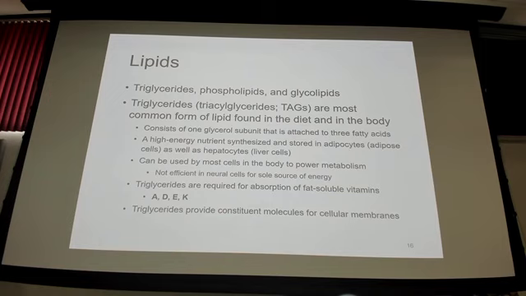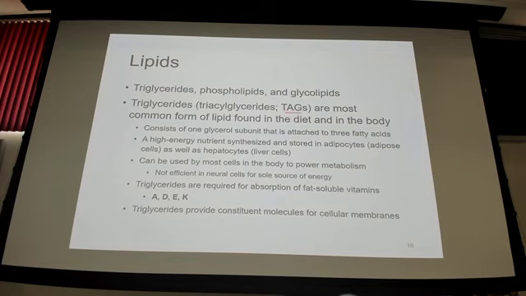Lipids: you're going to see later on TAGs referred to as triacylglycerols. It's the same thing as triglycerides. They're synonymous terms, so if you see one, it's the same thing as triglycerides. Triglycerides are the most nutrient dense, 9 calories per gram.